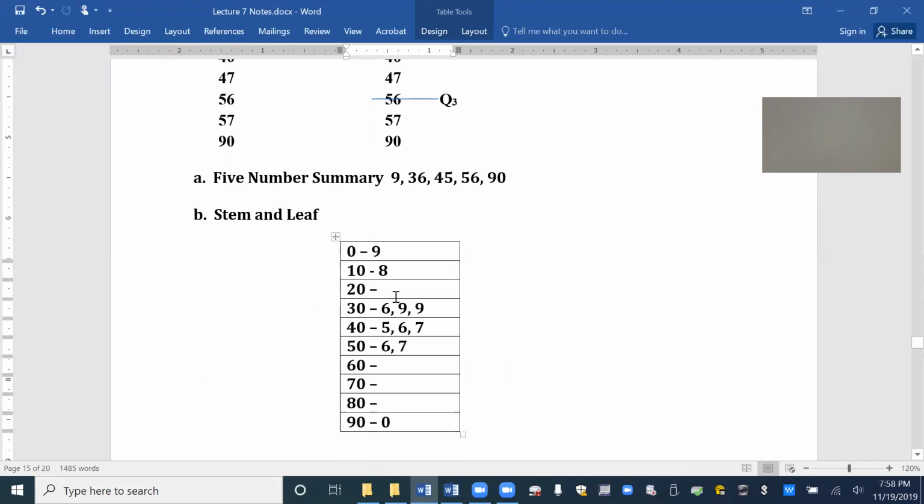So in the 30s, what did I see? I saw a 36, a 39, and a 39. In the 40s, what'd you see? A 45, a 46, and a 47. In the 50s, what'd you get? 6 and 7, 46 and 47. Okay, that's called a stem and leaf.